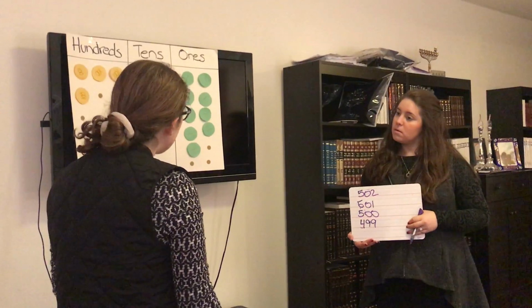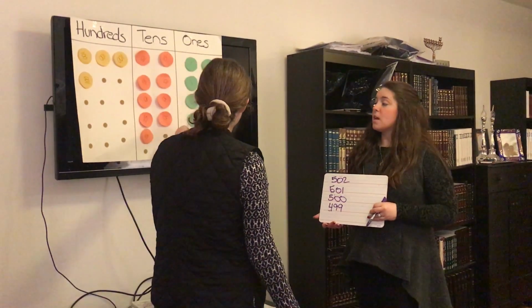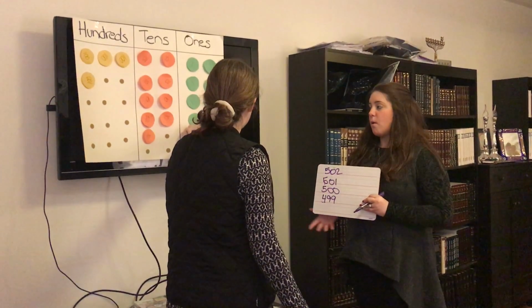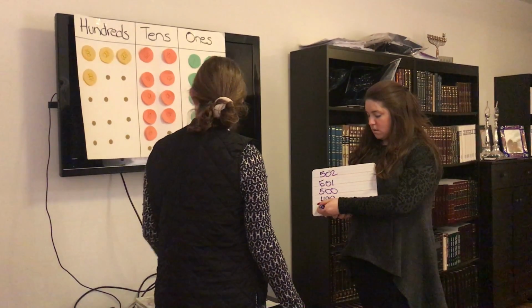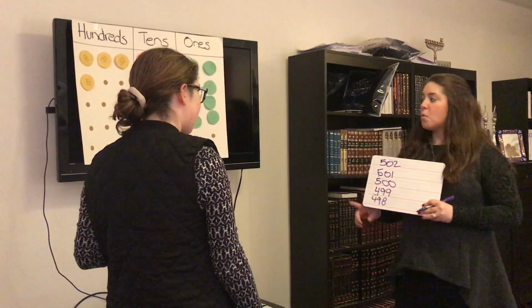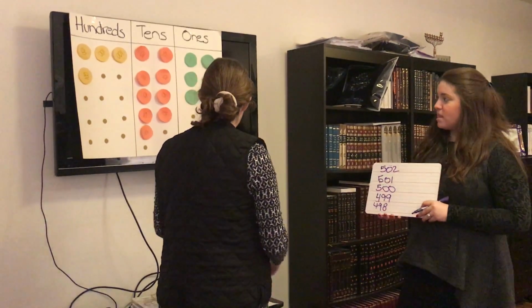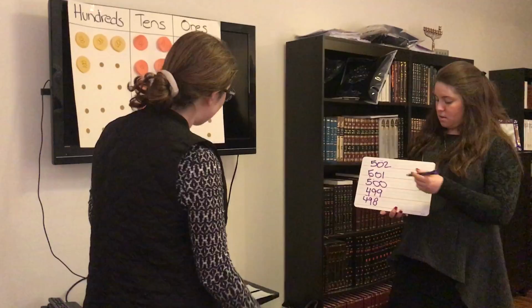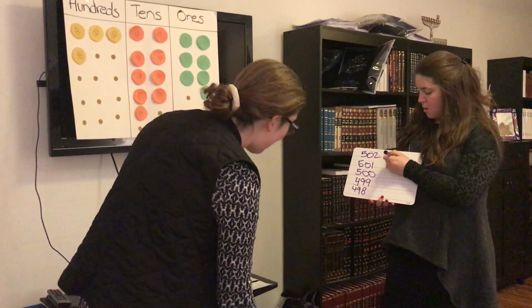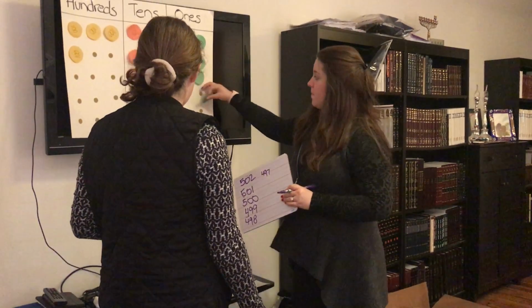What would you do? Take away a 1. Take away just 1. Yeah. And what would that give you? 498. Awesome. What about if you take back 1 more? What is that? 497. Awesome. Let's clear the board.